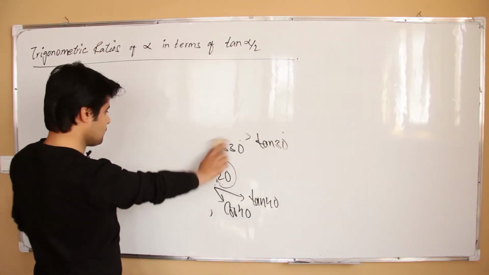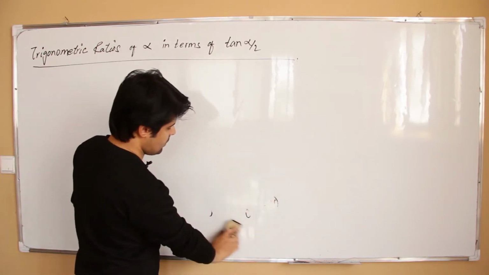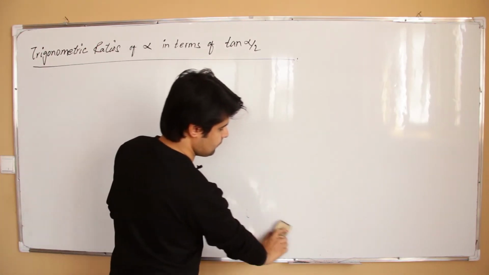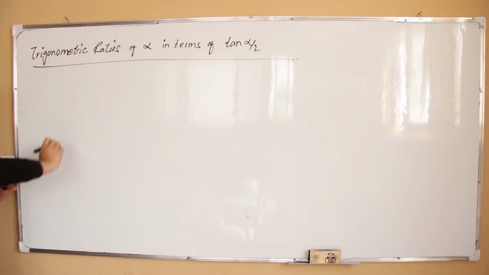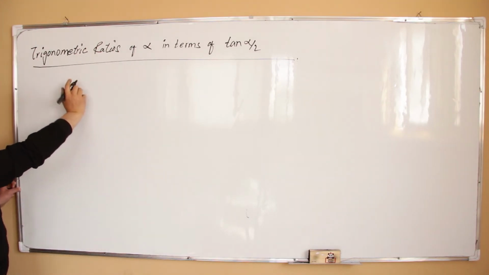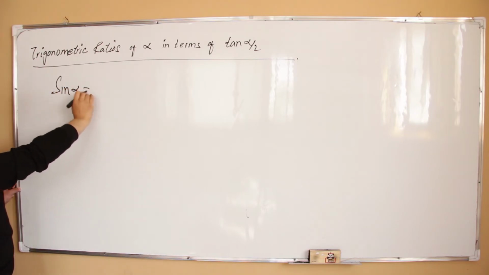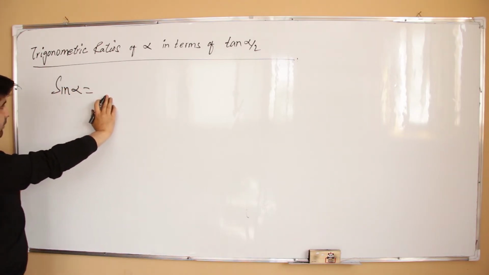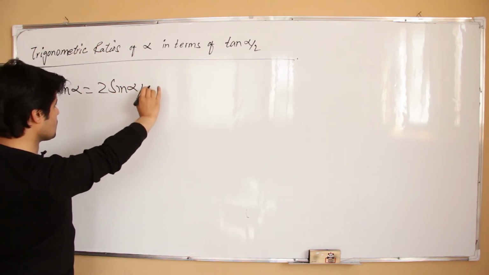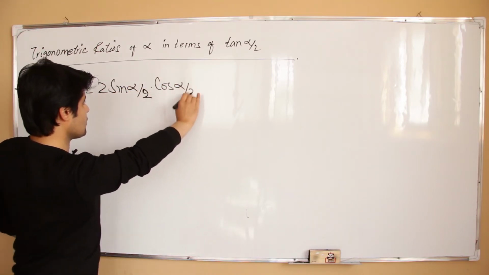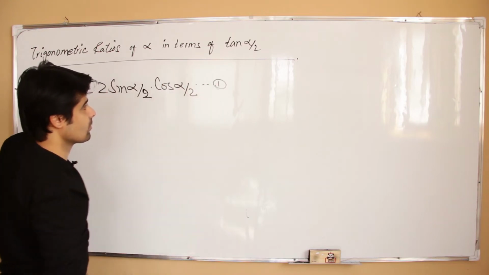We will continue how to define the formula. One thing you know, sine of alpha in terms of alpha by 2 is 2 sine of alpha by 2 times cosine of alpha by 2. This is our first formula.